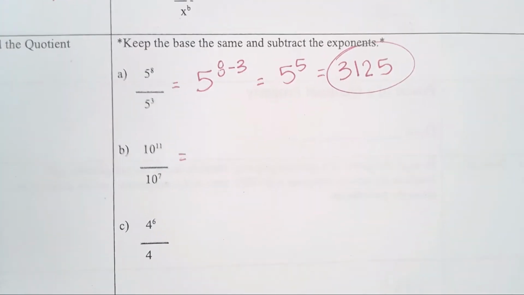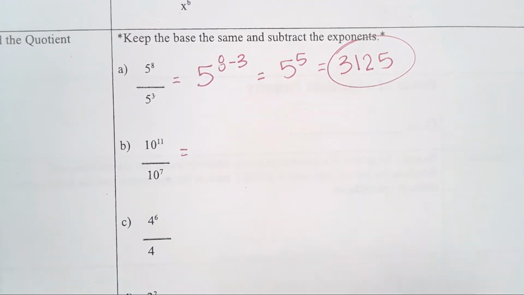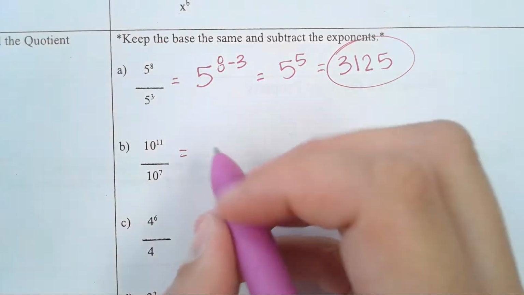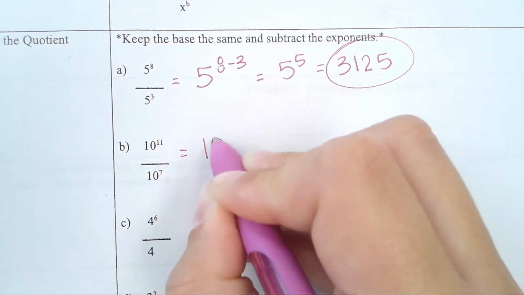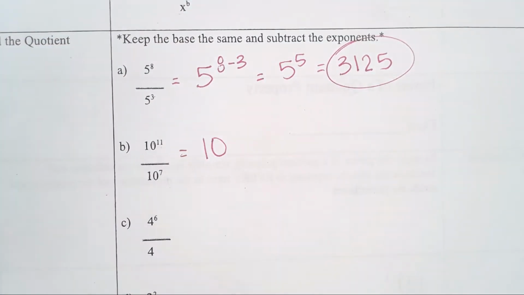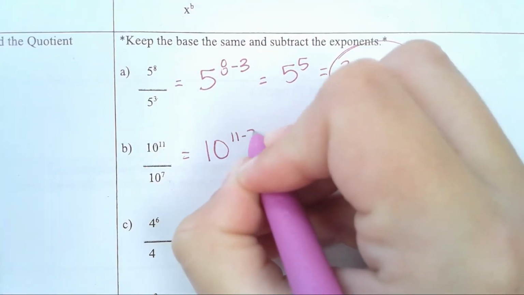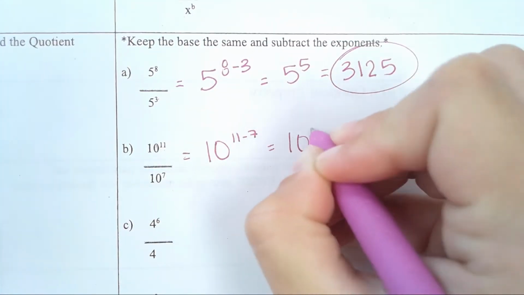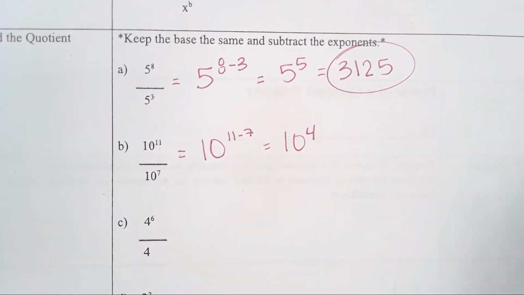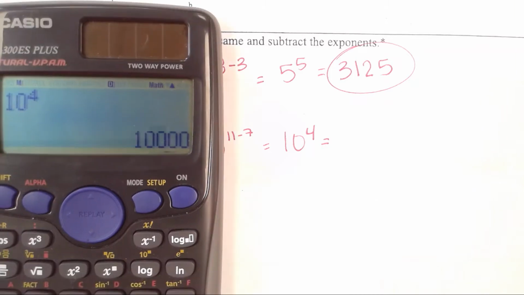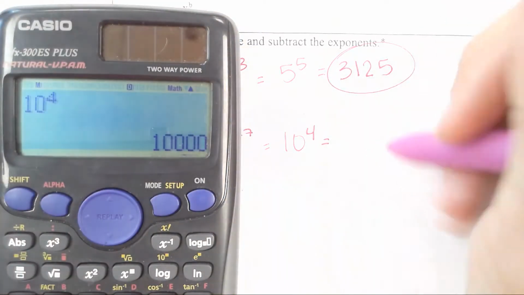Okay, so let's try the next one. 10 to the 11th divided by 10 to the 7th. Again, if you have the same bases, the rule says when you divide with exponents, you keep your same base. So we are going to keep our base of 10 and then subtract your exponents since we are dividing. So 11 minus 7 gives us 10 to the 4th. Again, since we have an exponent that's 5 or less, we do want you guys to simplify it. If we take 10 to the 4th power here, it gives us 10,000.